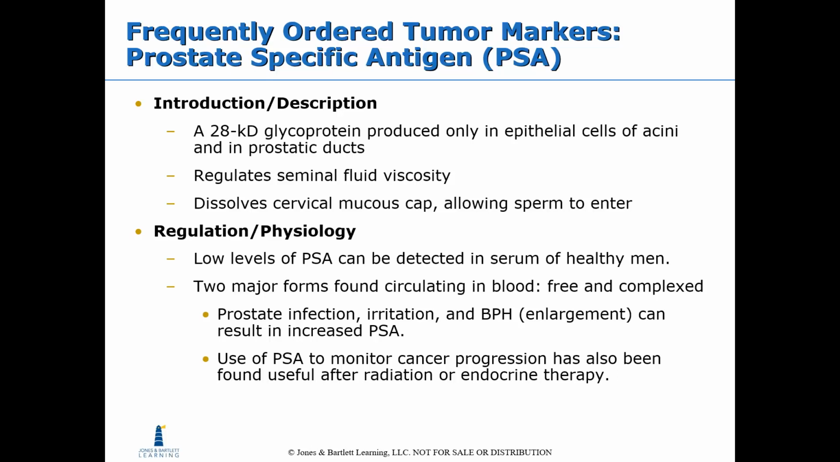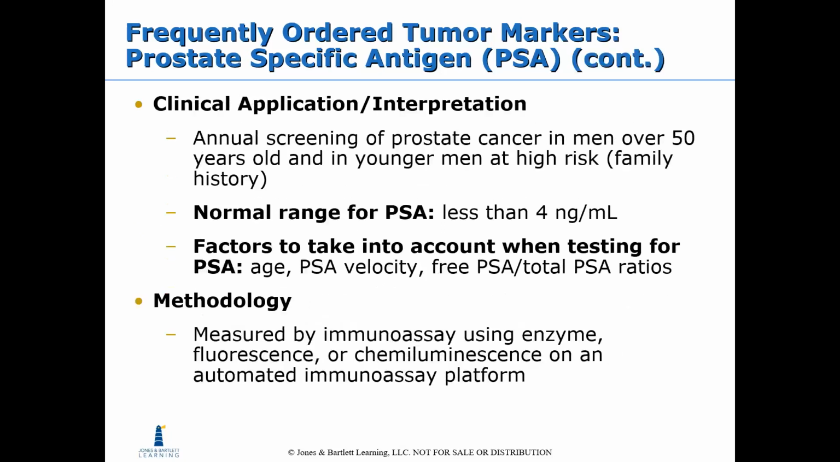Prostate infection, irritation, and BPH enlargement can result in increased PSA. Use of PSA to monitor cancer progression has also been found useful after radiation or endocrine therapy. Annual screening for prostate cancer is recommended in men over 50 years old and in younger men at high risk or with a family history. Normal range is less than 4 nanograms per mL. Factors to take into account when testing for PSA include age, PSA velocity, and free PSA versus total PSA ratios. Methodology: it's measured by immunoassay using enzyme fluorescence or chemiluminescence on an automated immunoassay platform.